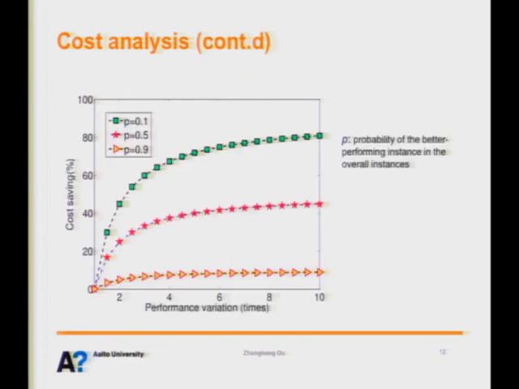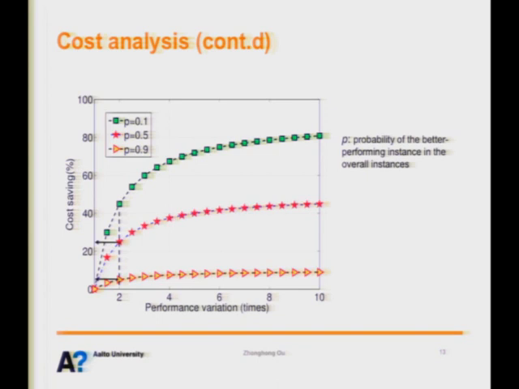cost saving. So here is the cost analysis graph, and let's imagine two different instances co-located in the same instance type. One is a fast one and one is a slow one. If 90% of the instances are fast ones, this trick doesn't help much, because by nature you will get a fast one, but at least with a probability of 10%, you will get a slow one.